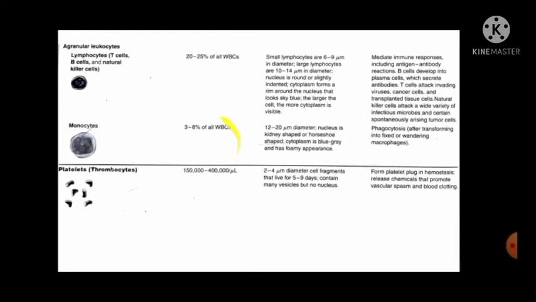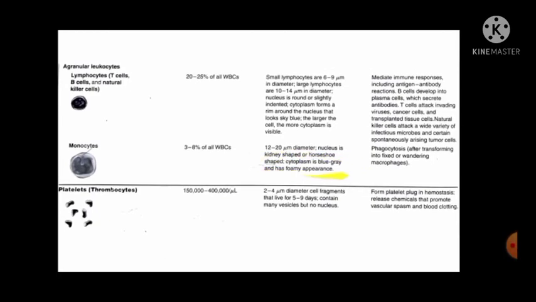Monocytes: their number is 3 to 8% of WBCs, but their size is 12 to 20 micrometers in diameter, which means monocytes are very large cells among WBCs. Their nucleus is kidney-shaped or bean-shaped, also called horseshoe-shaped. Cytoplasm is blue-gray with a foamy appearance. Phagocytosis is their main function after transforming into fixed or wandering macrophages. Monocytes at the site of infection form macrophages. Macrophage is nothing but the monocyte.